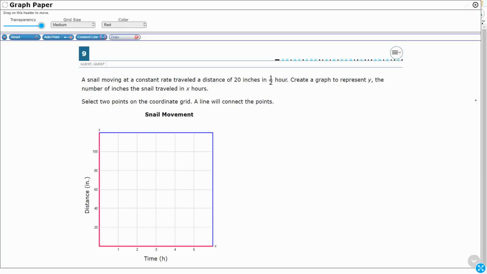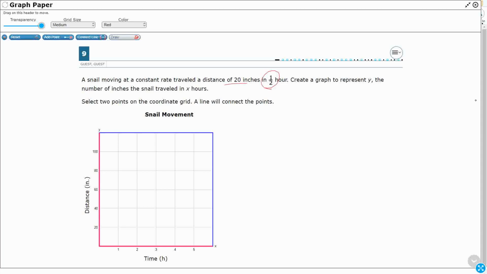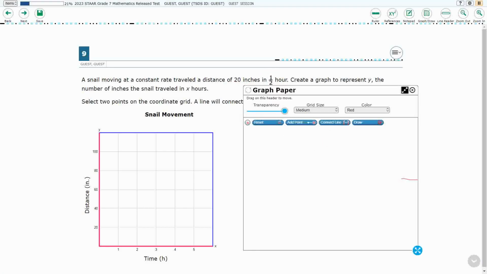So we've got a distance of 20 inches in half an hour. Okay, so that's our rate. So y is the number of inches. Okay, so y equals inches. And then we've got the distance, right, is going to be in x hours. Okay, so x is going to be hours.